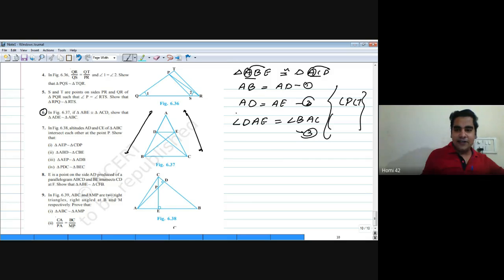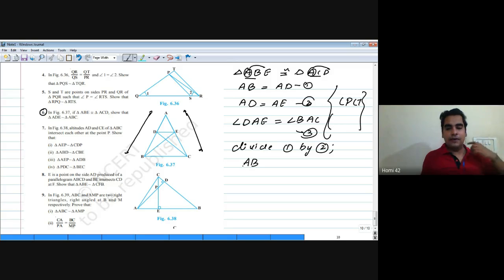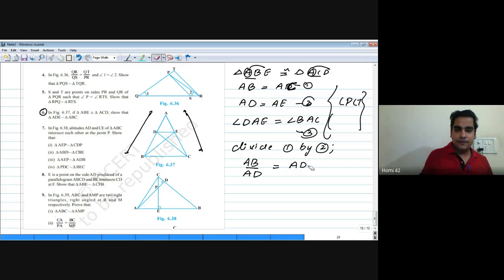Now divide the first result by the second result. You will get the proof. If division of 1 by 2 means you need to divide the left part by the left part, and the right part by the right part. So you will have AB by AD is equal to AC by AE. Sorry, AB is equal to AC, so AB by AD is equal to AC upon AE.